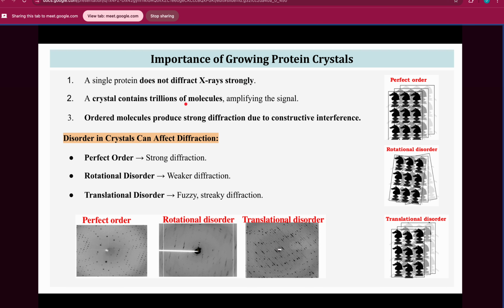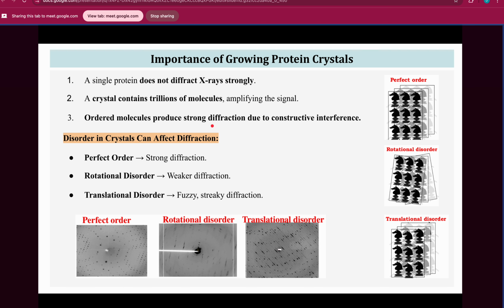Crystals contain trillions of molecules which will help to amplify the signals. In this case, these are different unit cells. These individual horses represent a single unit cell. If we have multiple such molecules, then the ability to obtain the signals will be higher. So there will be amplification of the signal if we have trillions of molecules in the crystal.